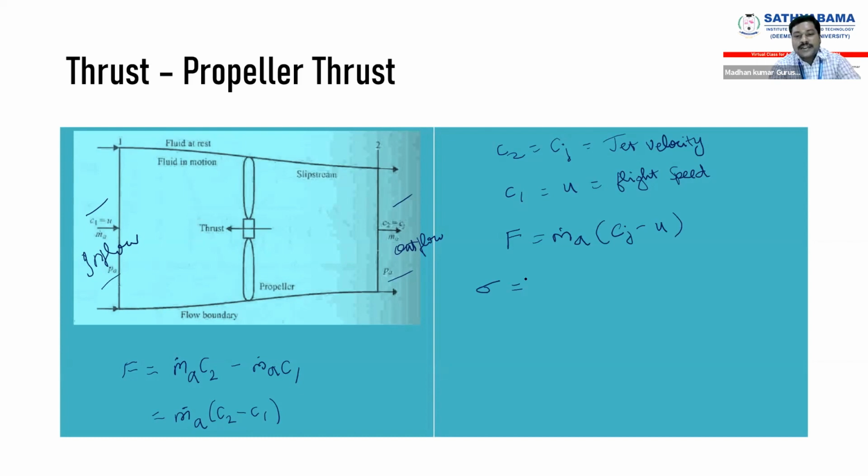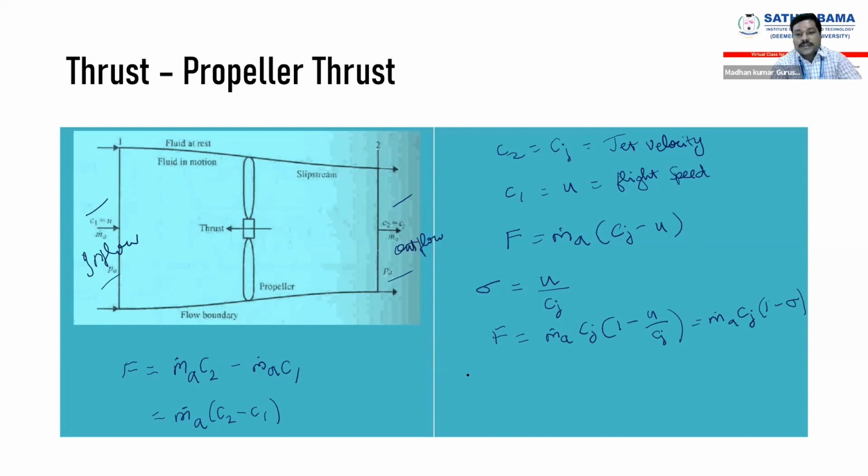And then we are considering the speed ratio, that is the effective speed ratio, as sigma. What is it? It is nothing but flight speed by jet speed, called sigma. Now I am going to write this thrust equation in terms of this speed ratio. If we take Cj common outside, we get 1 minus u by Cj. What is u by Cj? It is sigma. So m dot a Cj times 1 minus sigma, right?